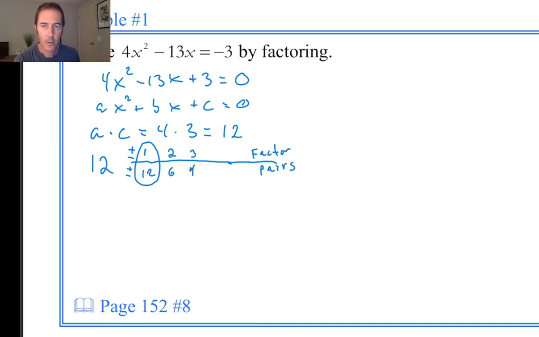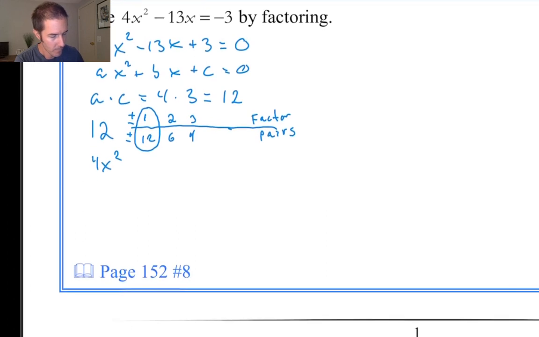I'm going to do what I call splitting the middle term. I'm going to change the negative 13x into a negative 1x minus 12x. So you're seeing the 4x squared is staying the same, and then I'll write minus, if you want to write the number 1, it's not a bad idea, minus 1x minus 12x, that way you can see the two numbers from the factor pair that you chose, and then the positive 3 is still there. And it's still that same equation, so don't forget to bring the equals 0 with you.